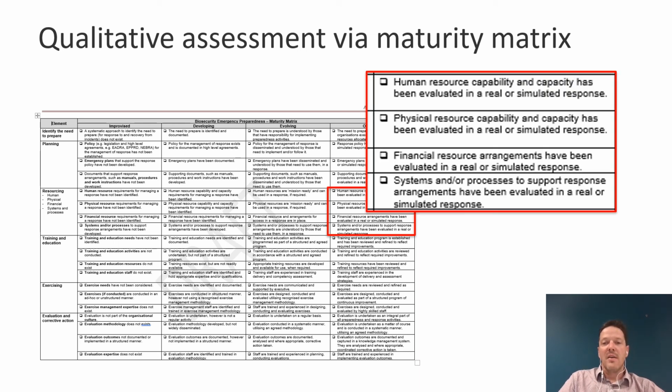So under this, a party would assess themselves to have human resource capacity and capability that's been evaluated in a real or simulated response, that the physical resourcing has been evaluated as well, that financial resource arrangements have been evaluated, and that systems or processes to support response arrangements have also been evaluated as well. So again, it's very much a work in progress, but I'm sure that in the coming years, Australia will be able to provide more information on how we're achieving this.